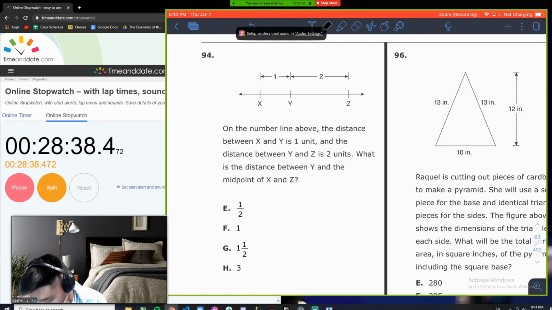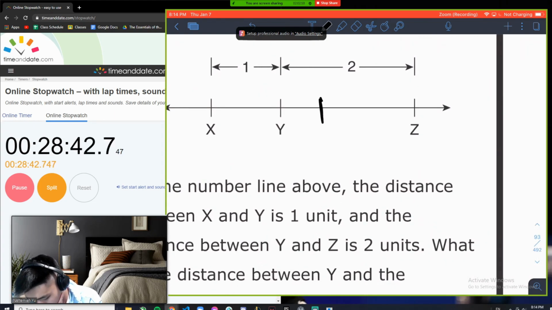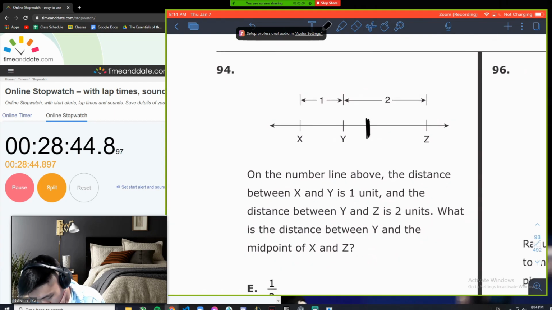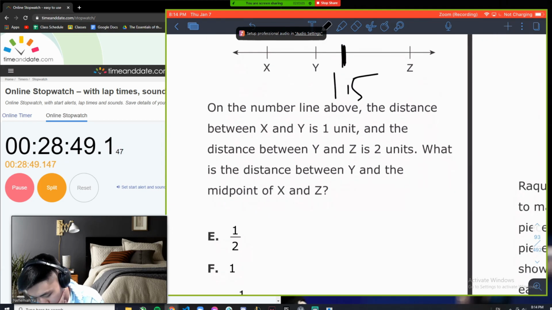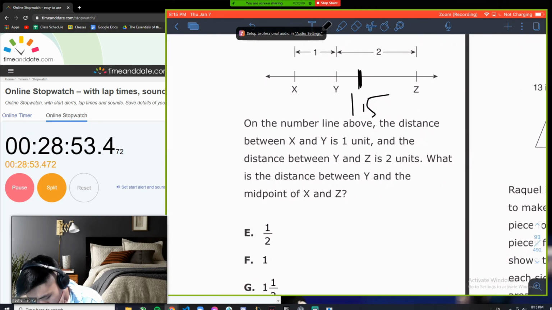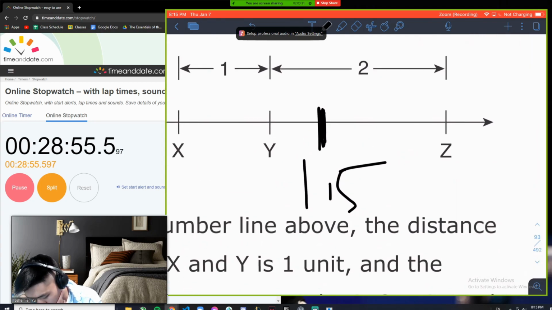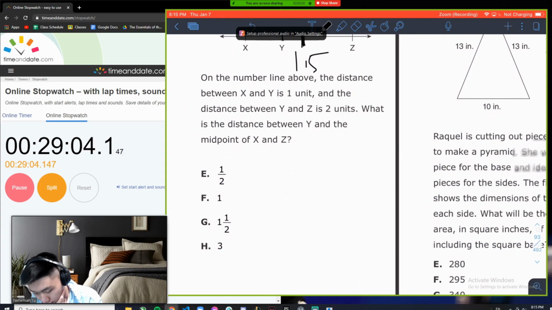Y and the midpoint of x and z. The midpoint of x and z is over here, right? So obviously that's 1.5 because it's 1 plus 2 over 3. And you know this is 1, so this part is just going to be 0.5 because 1.5 minus 1, which is half, right?